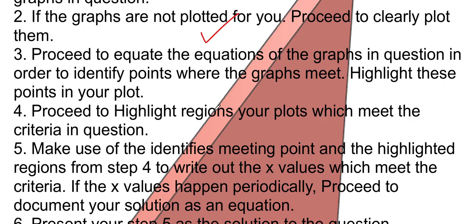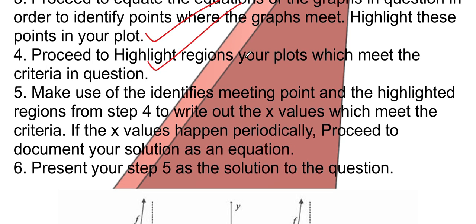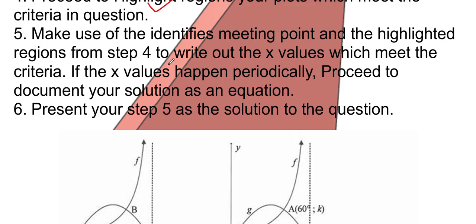And then after plotting them, you have to highlight the meeting points of the graphs. And if you have not done the calculations required to determine the meeting points, it's now time to do the calculations and then highlight those points. And then you are able to use the highlighted points to determine in which cases we are meeting the criteria.